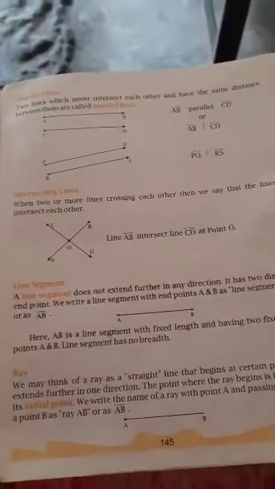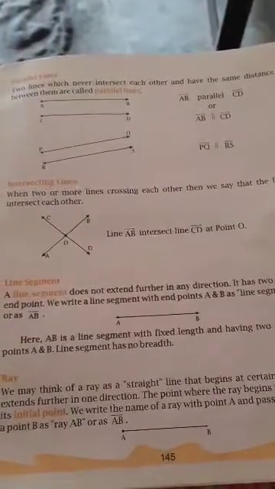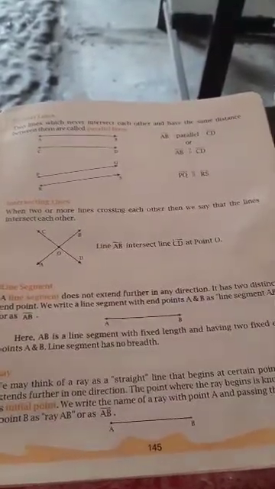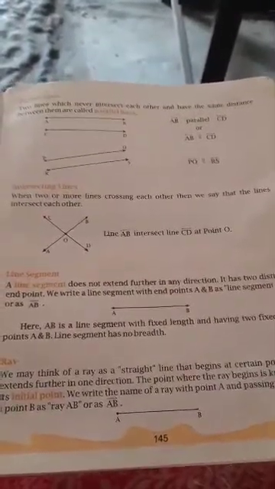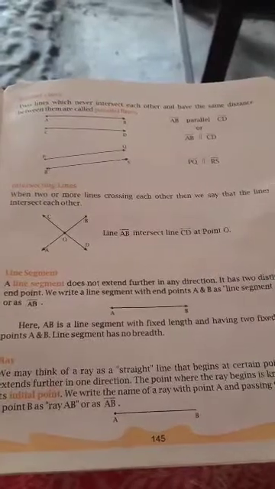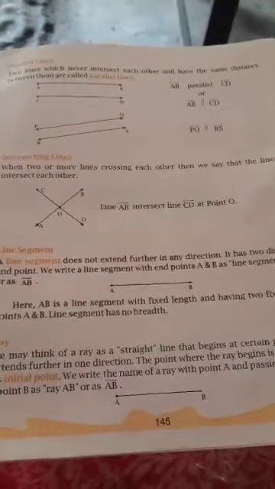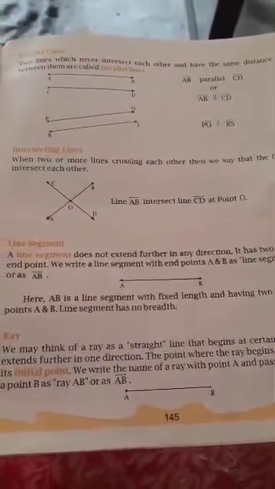Then our next point is parallel lines. Two lines which never intersect each other and have the same distance between them are called parallel lines.